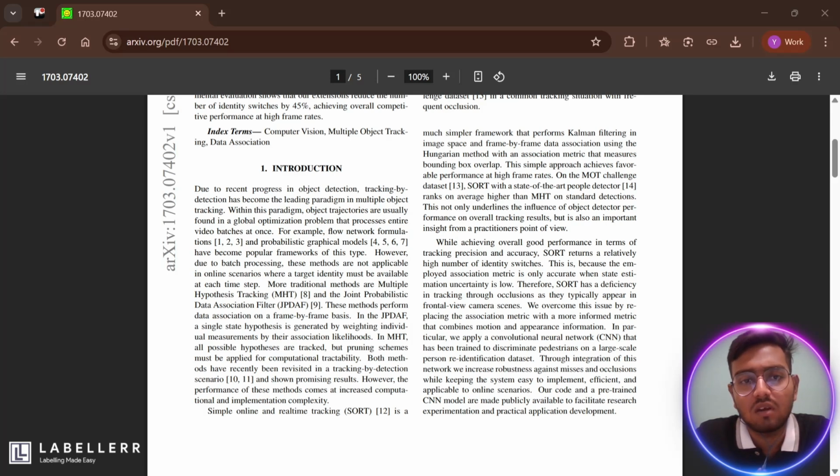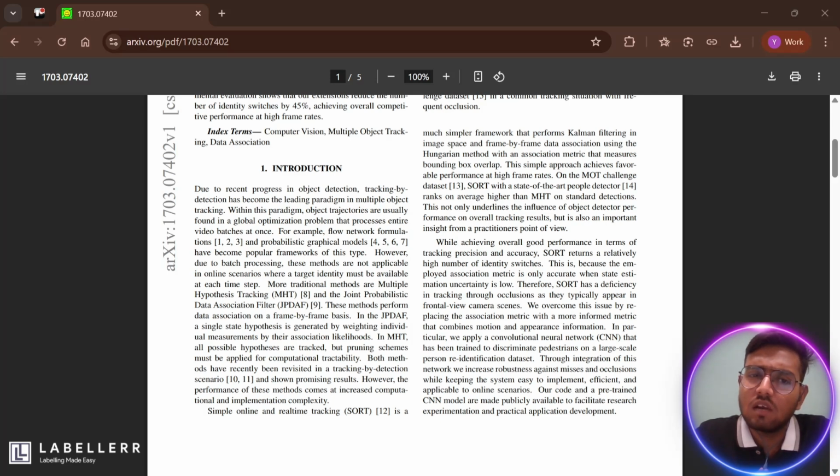What about processing speed? Despite all this additional complexity, DeepSORT still runs at 40 Hz, which means it can process 40 frames per second, which is more than enough for real-time applications. The benefits are pretty clear. First, you get much more reliable tracking. 45% fewer identity switches means your system is much less likely to get confused about who is who. Second, it handles occlusion much better. Third, it maintains real-time performance, so you can actually use it in practical applications.